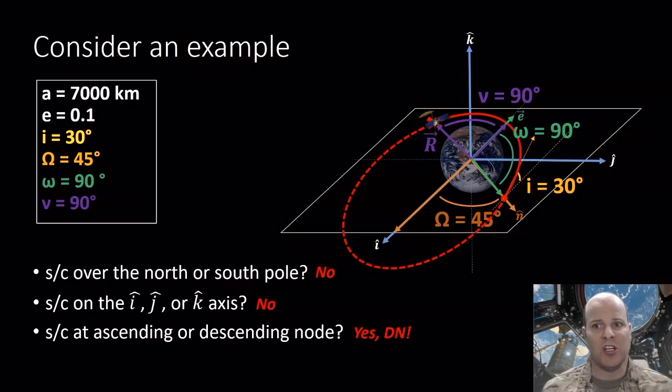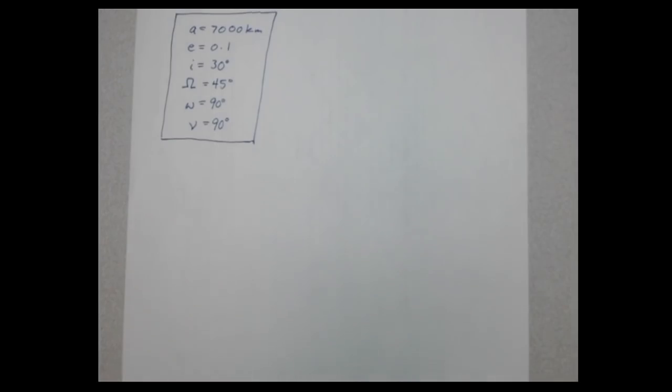Excellent. So now I'm going to show you what you might actually do if you were given this problem and you wanted to draw a picture. All right, so here we have the same exact COEs that we discussed before, but this might be what you would see on an exam. And here's an example of how you might go about sketching this particular orbit. So here we go. We've got a, e, i, omega, capital omega, nu, just as before.